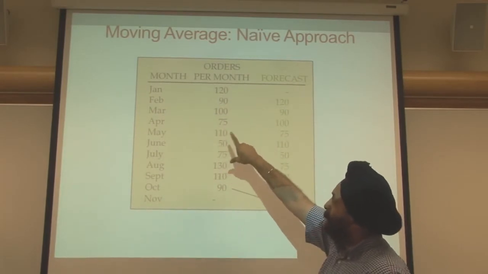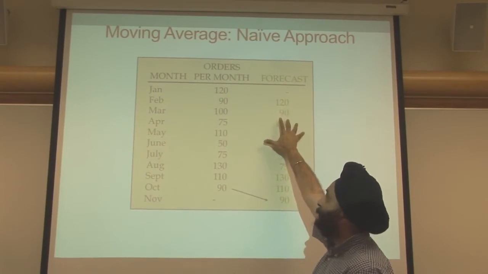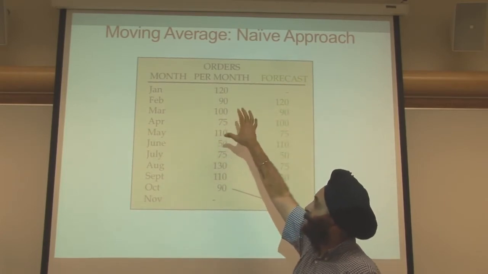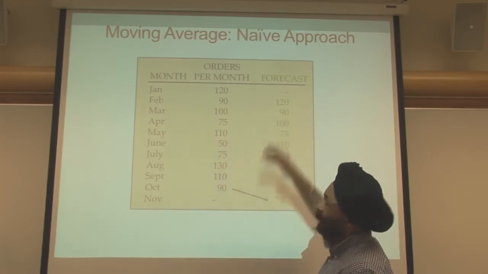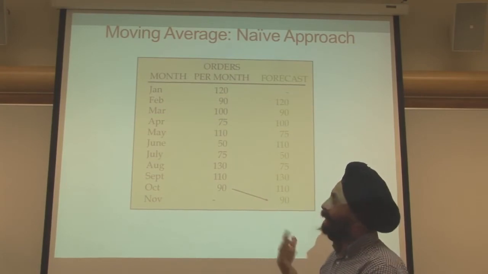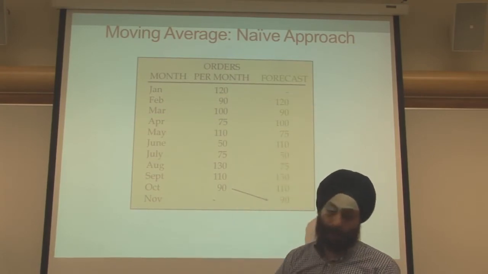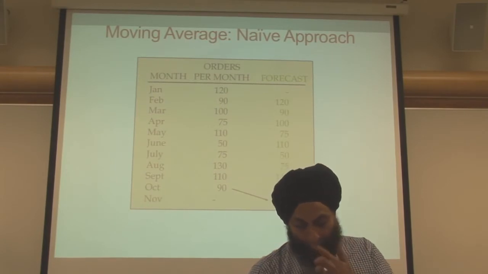So for February, we forecast 120 items, but then we realize only 90 were sold. So next time, our forecast will be that we'll sell 90. That's a naive approach of doing the forecast, but nevertheless, as a student of forecasting, you need to be aware of that.